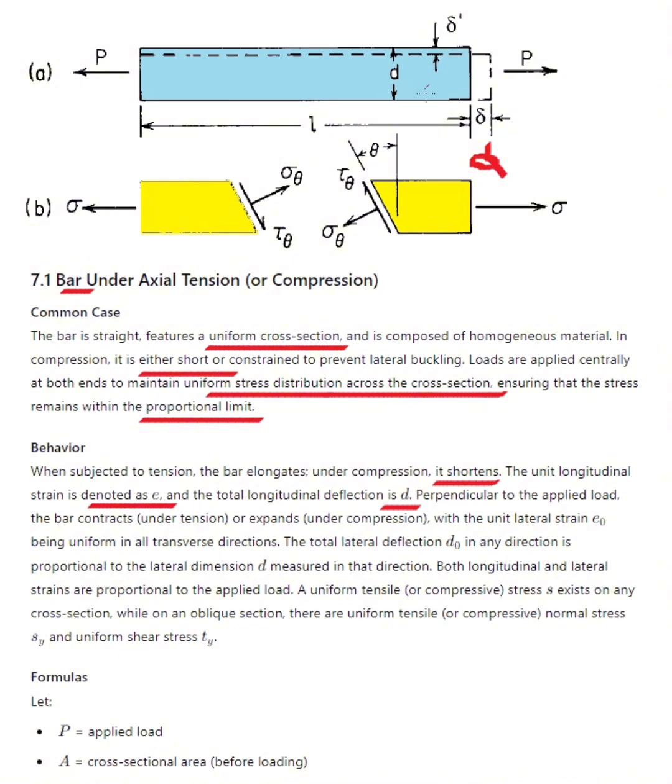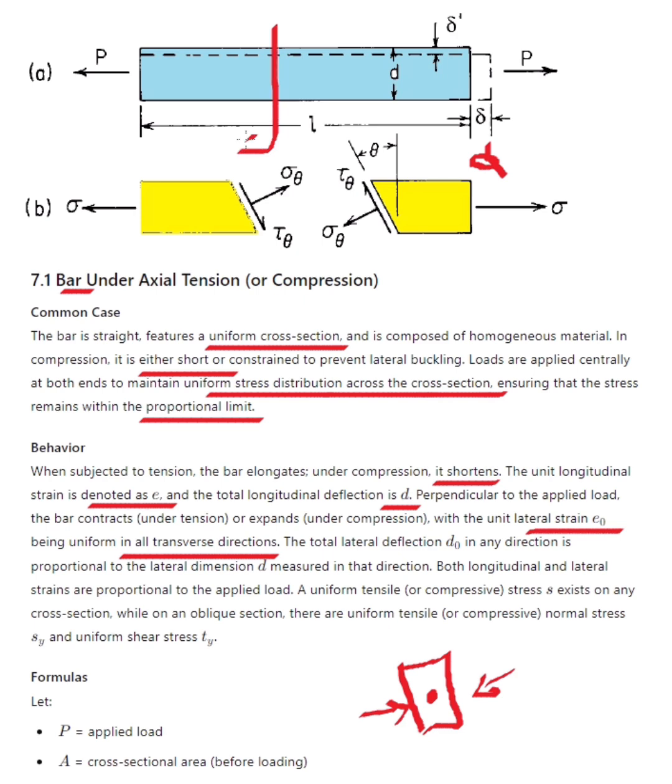If you see in the lateral direction, it can contract, right? It can contract if tension is applied, and it will expand under compression, with that unit lateral strain epsilon naught being uniform in all transverse directions. If you see, this is the transverse direction. Because of this tensile load, the cross sectional area will contract. Suppose I apply this as a compression, then it will try to expand. I'm talking about the transverse direction.